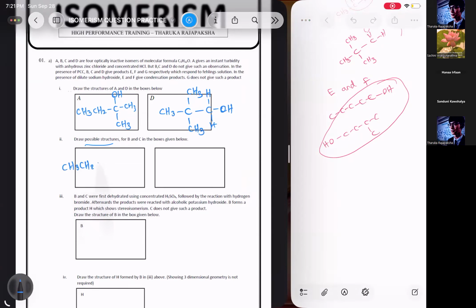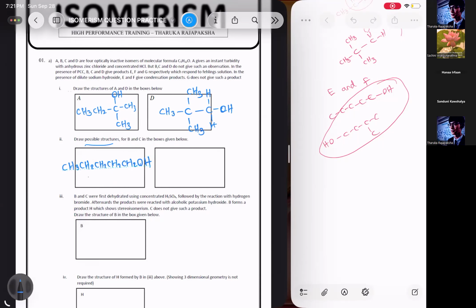CH3, CH2, CH2, CH2, CH2, OH. So 5 carbons. Right? Don't put 6 carbons in a rush. I'm talking about what happens when drawing in the exam. Don't put 6 carbons and draw.